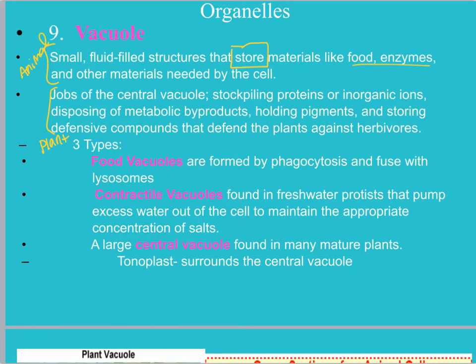So anyway, you got three main types. You got food vacuoles, so that's formed by phagocytosis, so basically cell eating. And then they eventually fuse with the lysosomes, which then digest that food.